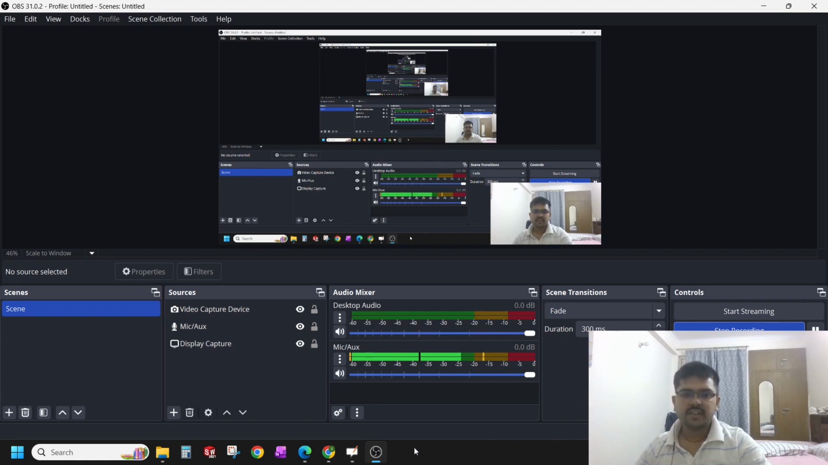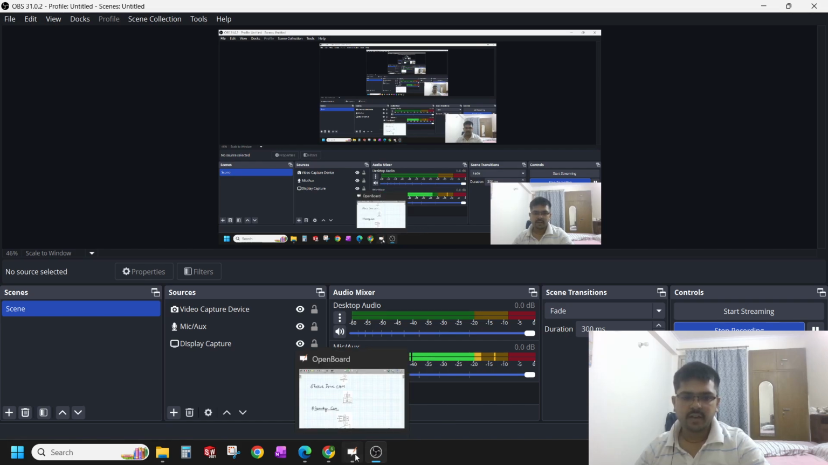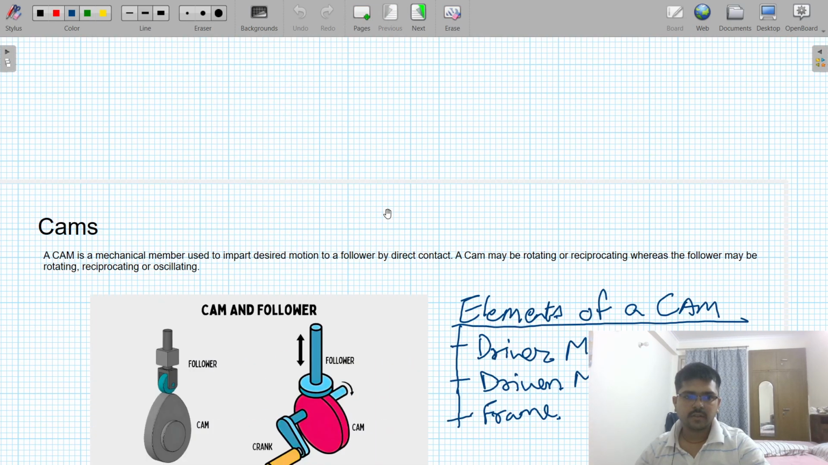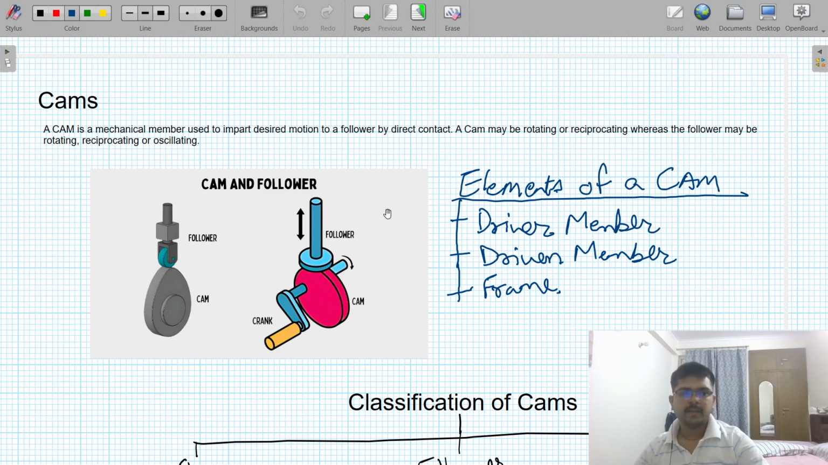In this lecture series, I am going to teach you about theory of machines. So the very first topic that we are going to start with is cams. So what is a cam? A cam is a mechanical member used to impart desired motion to a follower by direct contact. A cam may be rotating, reciprocating, whereas follower may be rotating, reciprocating, or oscillating.